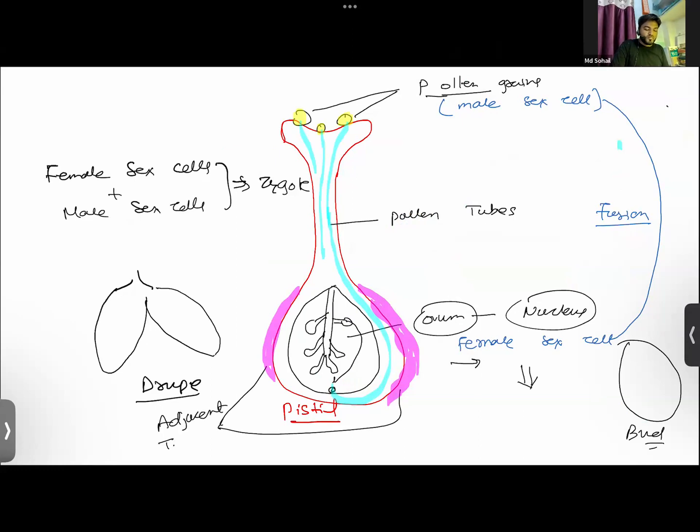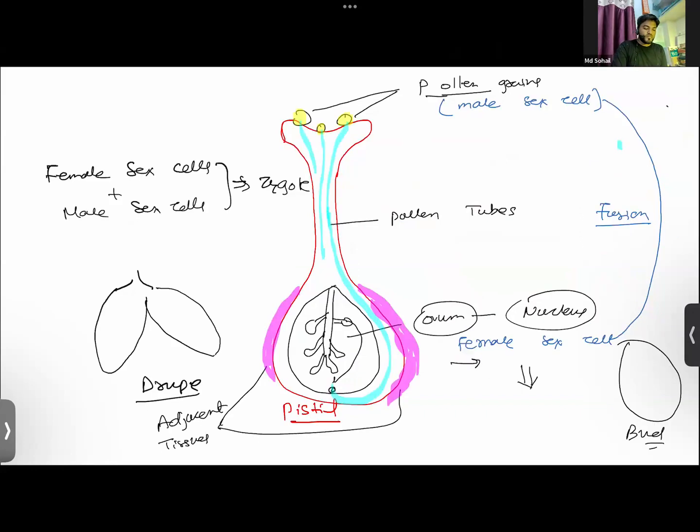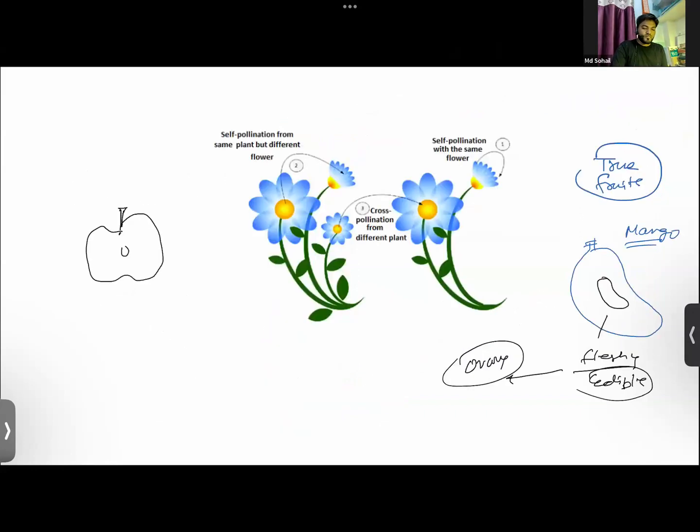Yes, sir. Sir, can you go to the previous slide once? Yeah, this one. So for the mango seed, it is not that fleshy, right? It's kind of hard. We are not talking about the seeds. We are talking about the edible part of the mango, the outer part. Basically excluding the seed, whatever is edible in it has actually developed from the ovary.